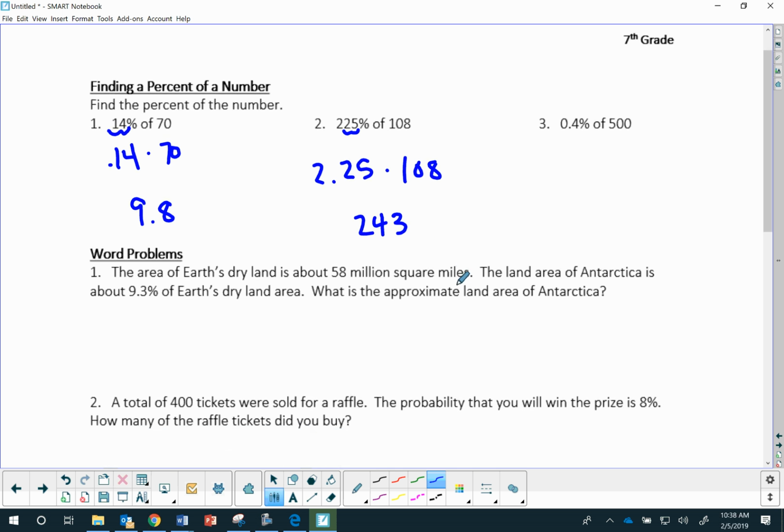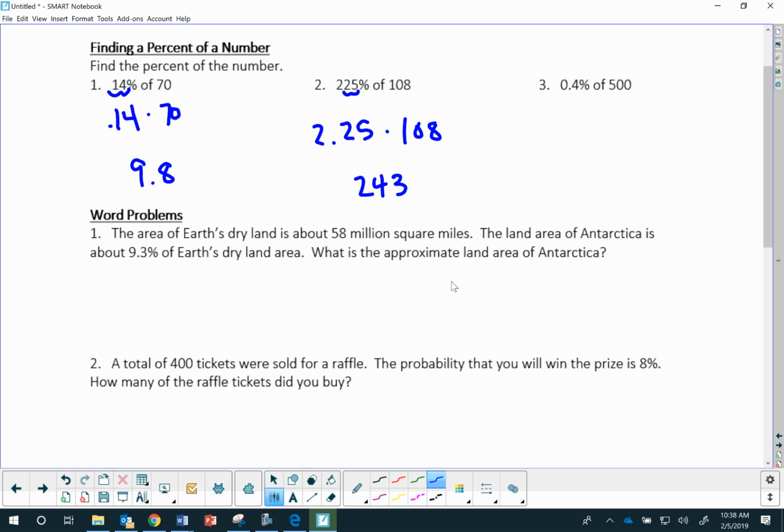All right, our first word problem has to do with the area on Earth. So the area of Earth's dry land is about 58 million square miles. The land area of Antarctica is about 9.3% of Earth's dry land area. What is the approximate land area of Antarctica? So we know the land area of Antarctica is 9.3%. So we're going to multiply 9.3% times that 58 million square miles.